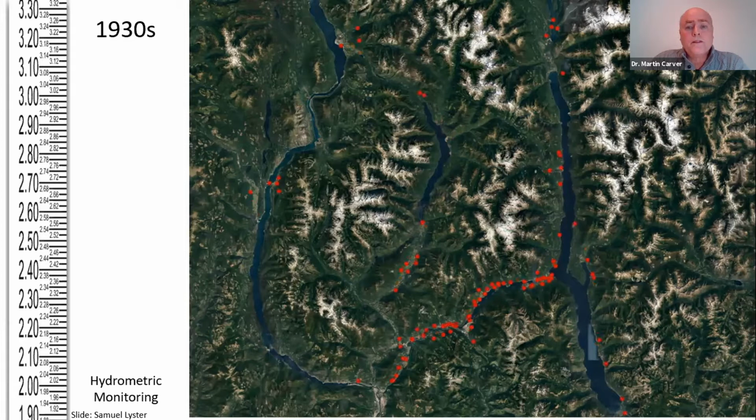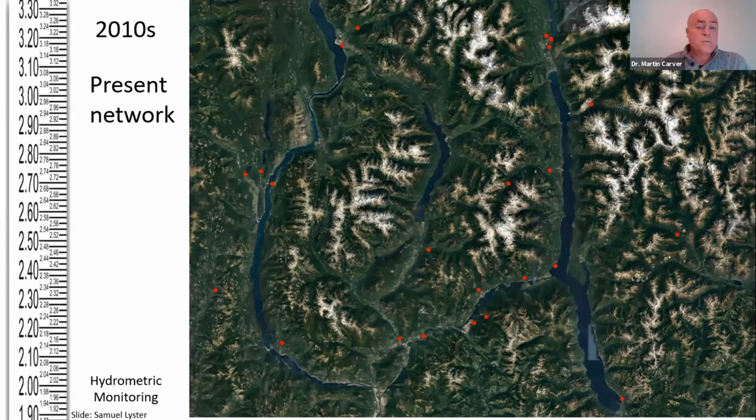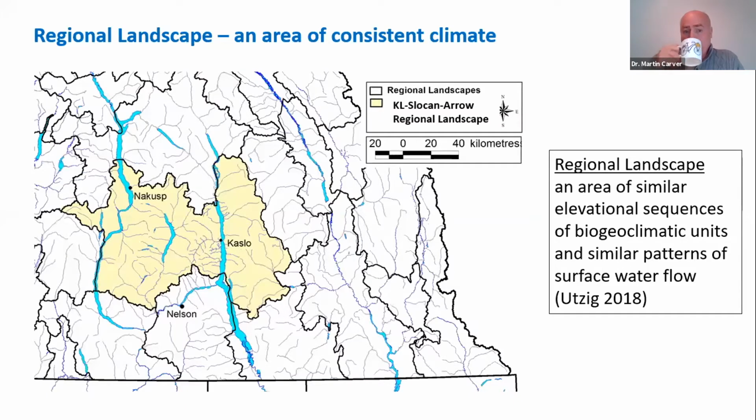So here we are in the 1930s. It's picking up the 40s, 50s. And you actually start to see it drop off now. And that's roughly speaking the present network. So what you can see there is that it has not been consistent through time, and it generally is much smaller than it once was. There are a lot of stations no longer active.